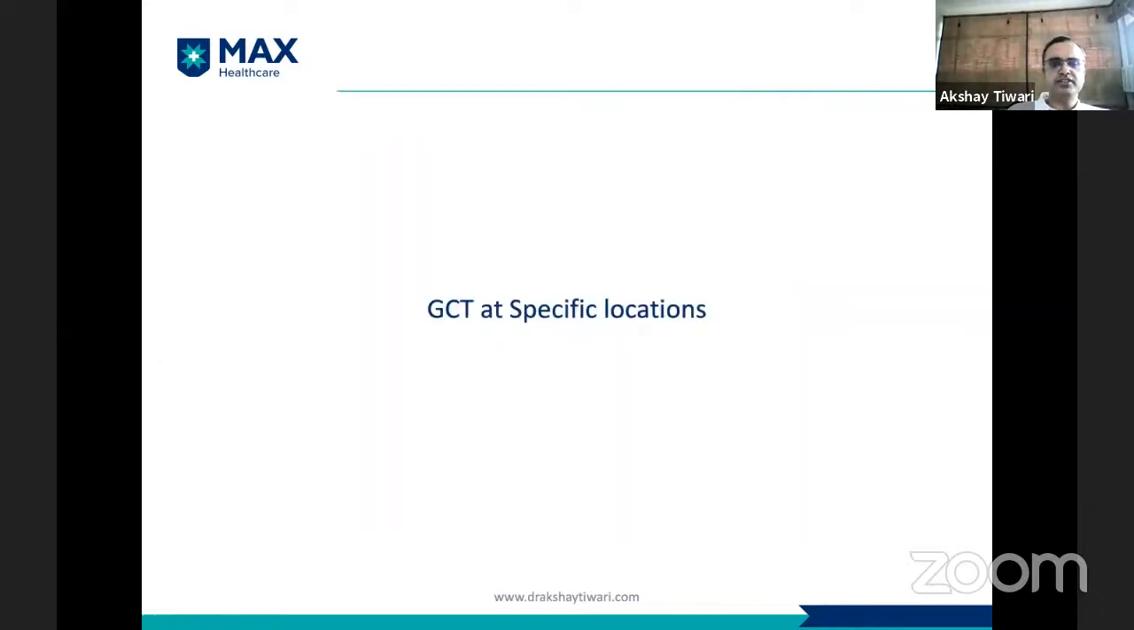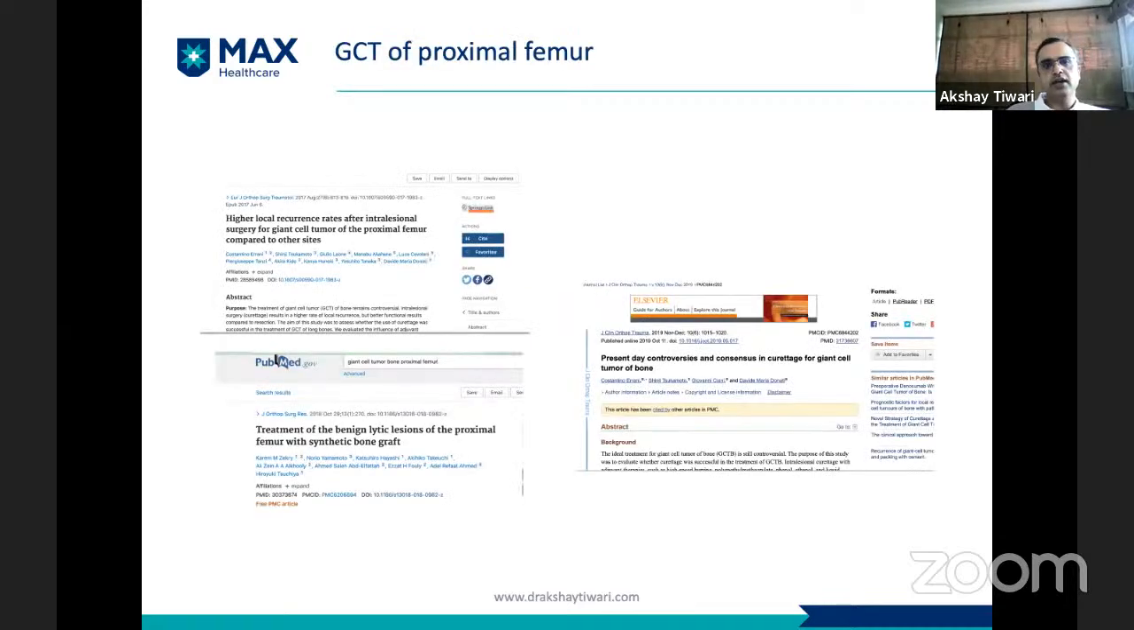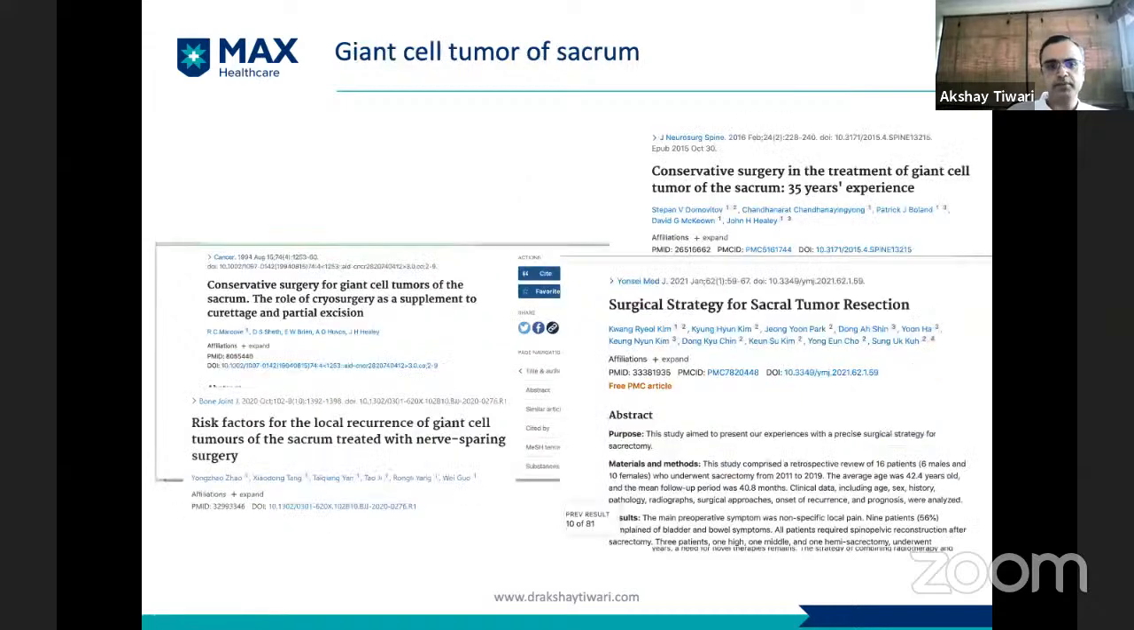Do you want to treat GCT-specific locations differently? The answer is definitely yes. In case of the proximal femur, we know that the risk of recurrence is a little higher, but the world literature is moving a little more towards curettage because of the obvious advantages of saving the femoral head in these young patients. Similarly, about the sacrum, a lot of work continues to refine the surgical treatment of giant cell tumor of the sacrum, even in recent literature.